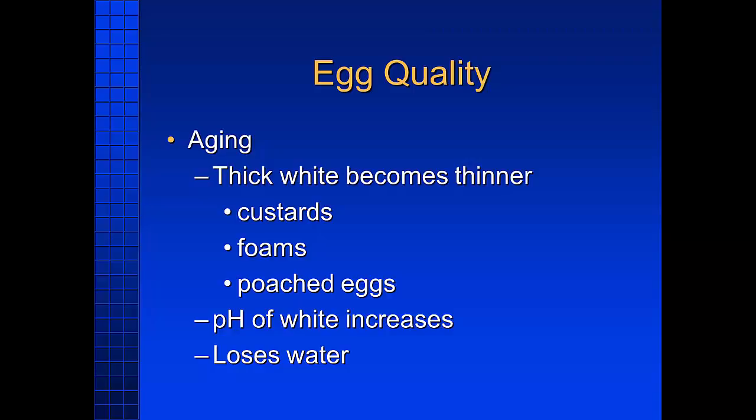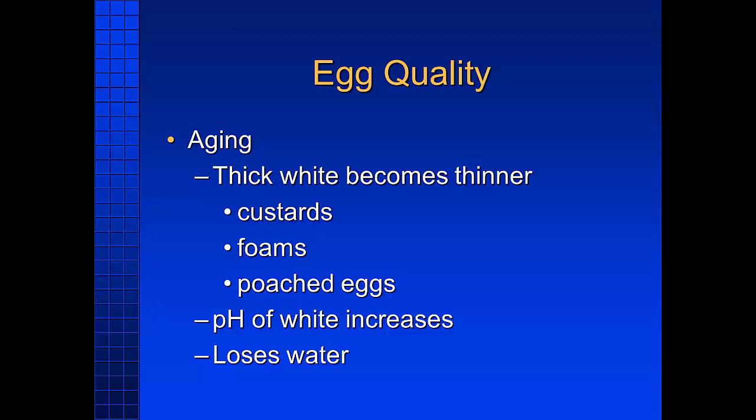Also, during aging of the eggs, the pH of the white increases. A freshly laid egg already has a pH above 7, about 7.6, and that will increase to about 9 on aging or storage. This rise in pH is due to loss of carbon dioxide.